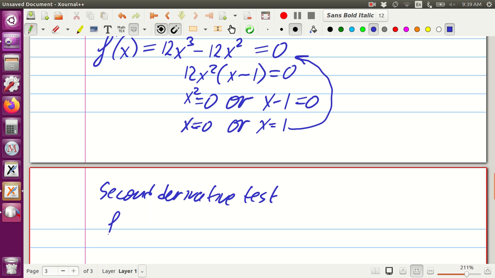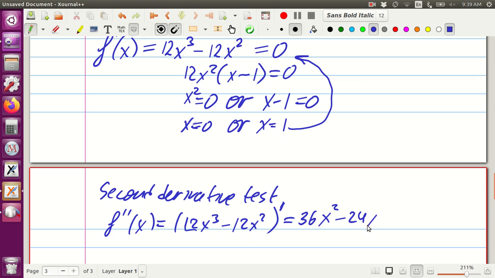In order to do that, we're going to calculate the second derivative, which is the derivative of 12x cubed minus 12x squared. 12 times 3 is 36x squared, and 12 times 2 is 24x.